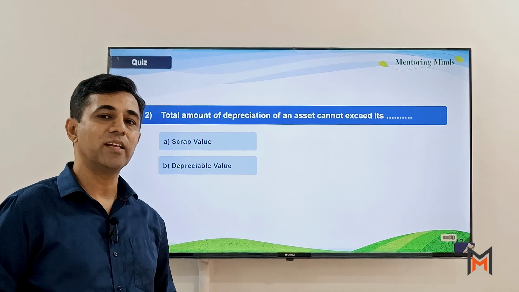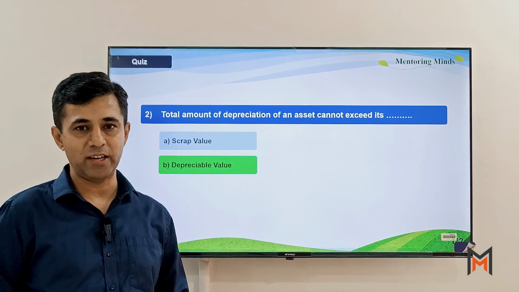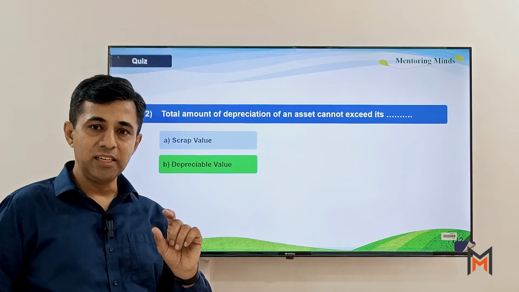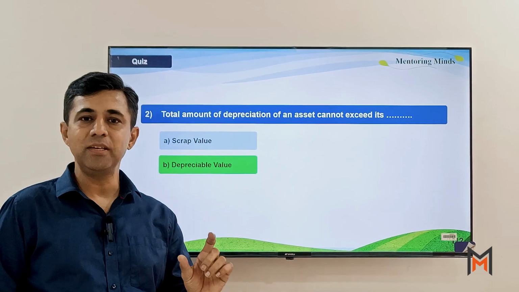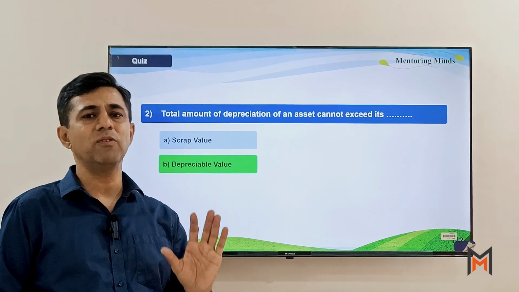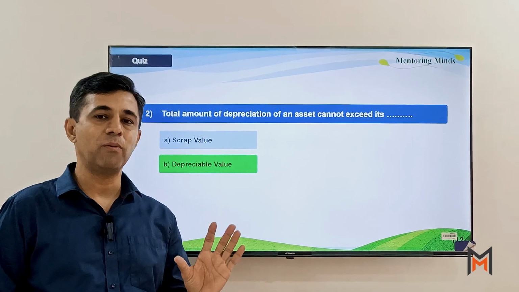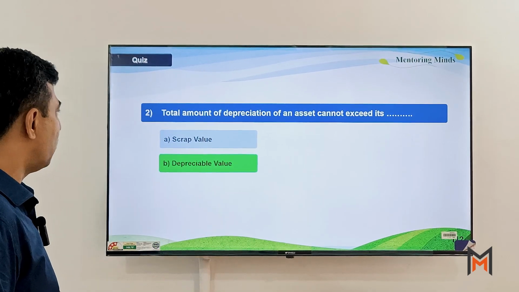Yes, you are absolutely right. The answer is depreciable value. So asset जितनी maximum value की होगी, the depreciation amount can also be maximum with that amount. So that maximum amount is called as the depreciable value.